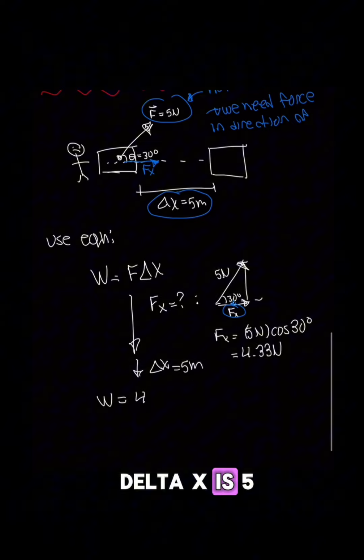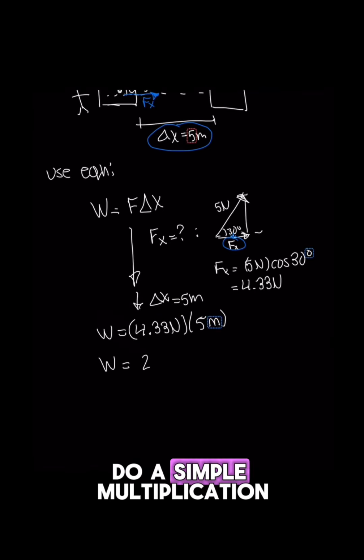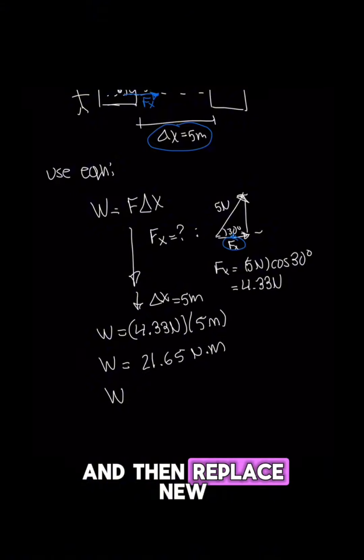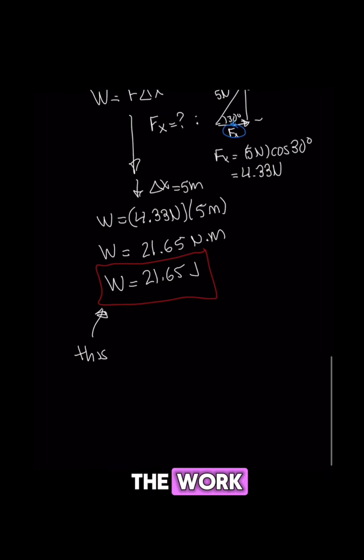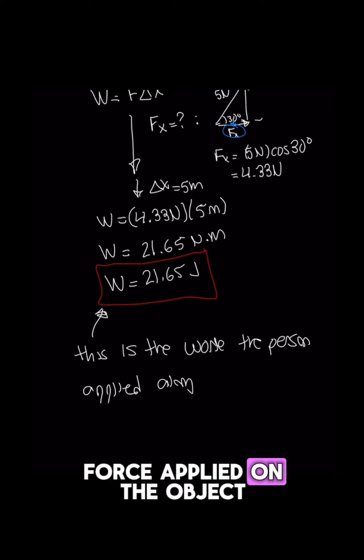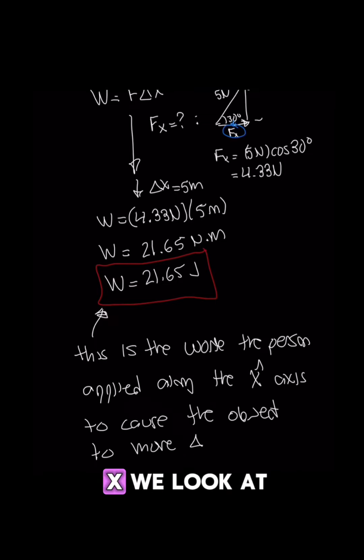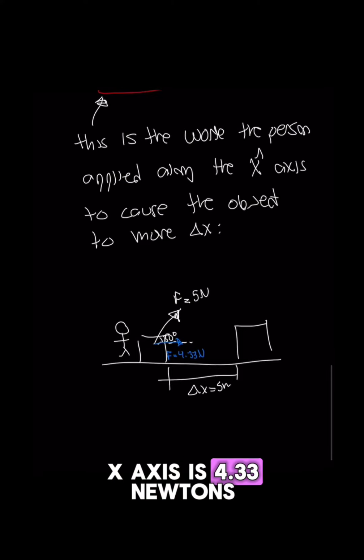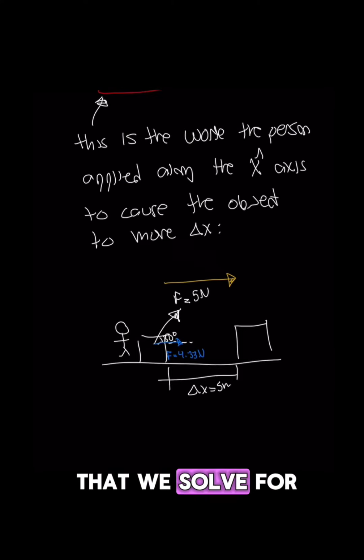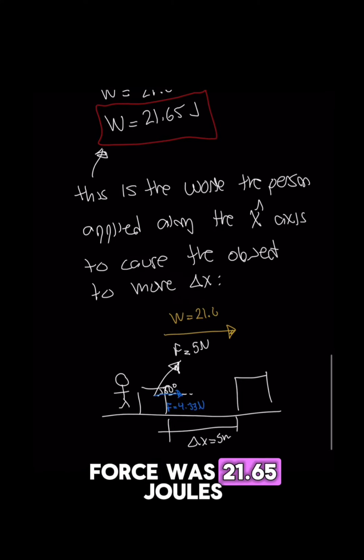We also know that delta x is 5 meters, so we plug those both in, do a simple multiplication, and then replace newton meters by joules, and we get this for the final answer. This is going to be the work due to the constant force applied on the object in the direction delta x. If we look at our diagram here, the force applied by the person in the x-axis is 4.33 newtons, and then the work that we solved for because of this force was 21.65 joules.